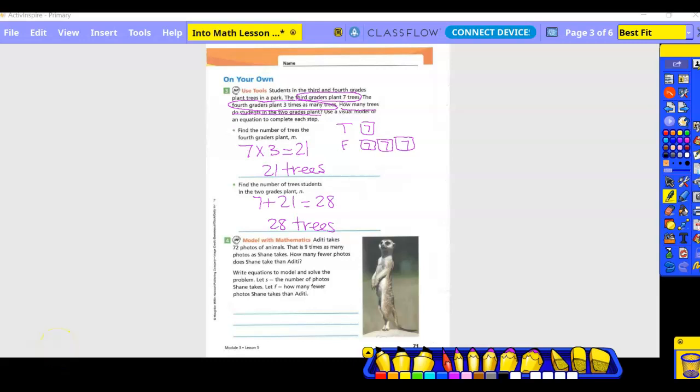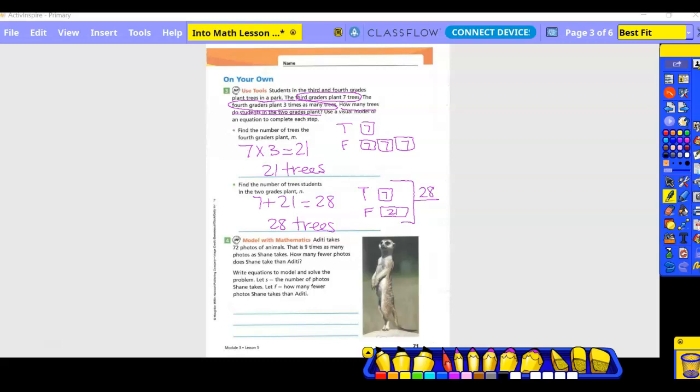Okay, now if we were going to draw a diagram for that, we would have had, let's see, 3rd grade was 7, right? Okay, and then 4th grade was 21. So then if we wanted to find the total, we would have added it to get 28.